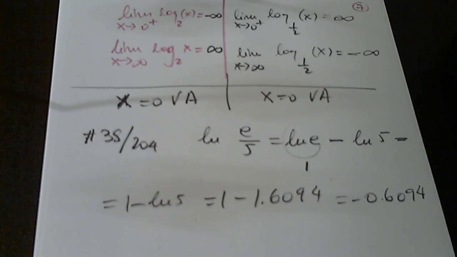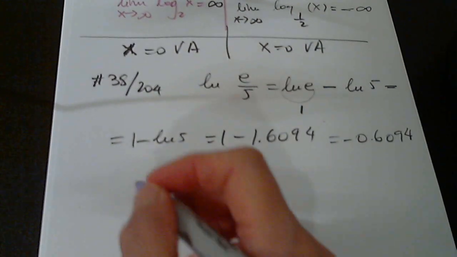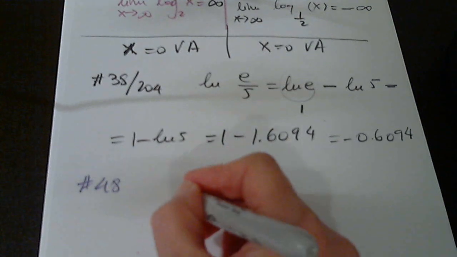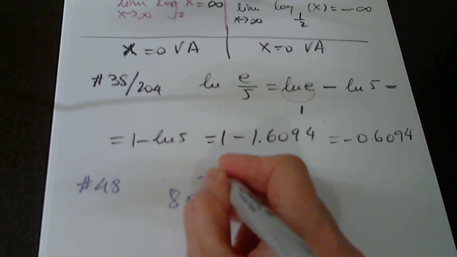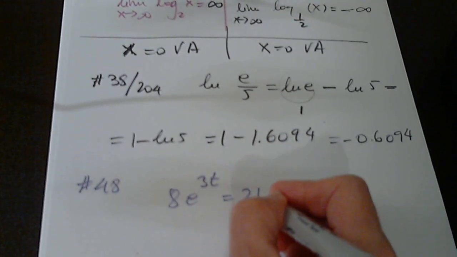Okay, moving on. Round the answer to 3 decimal places. Fine. So let's see how we solve any of these. Would anyone like to choose 39 through 50? You do 48. Yes. Perfect. 48. Where are you? 48. Perfect. Good pick. 8 e to 3t equals 25.